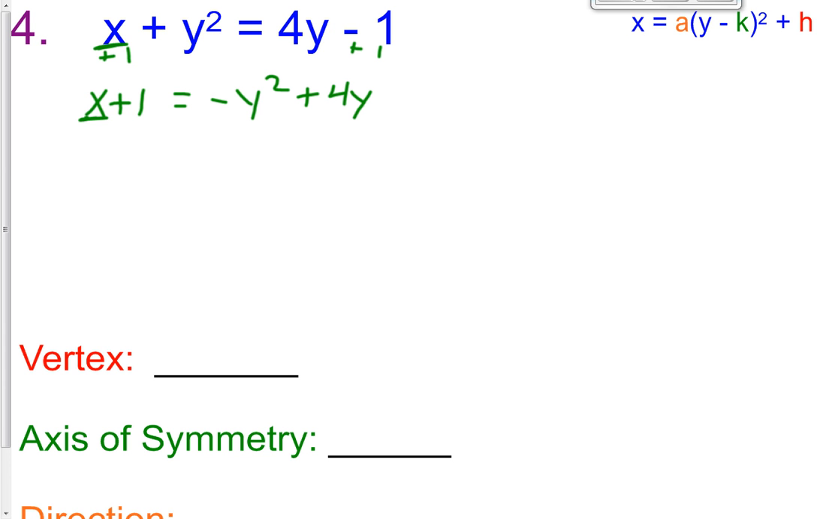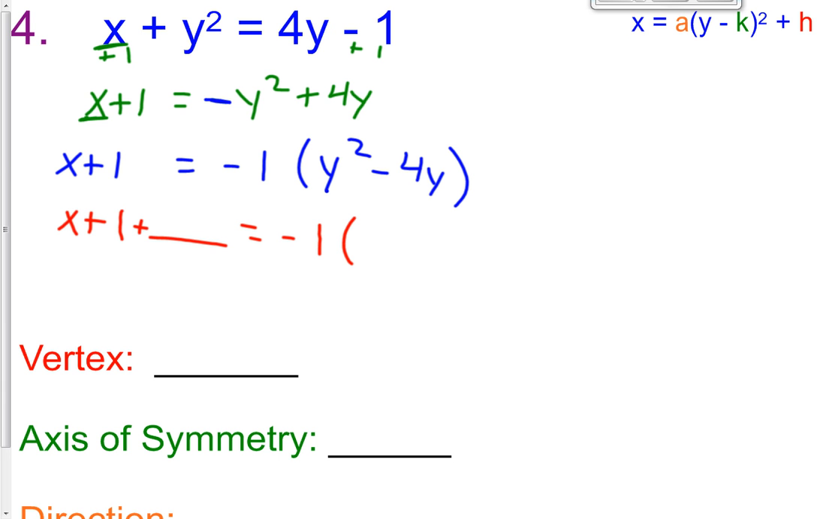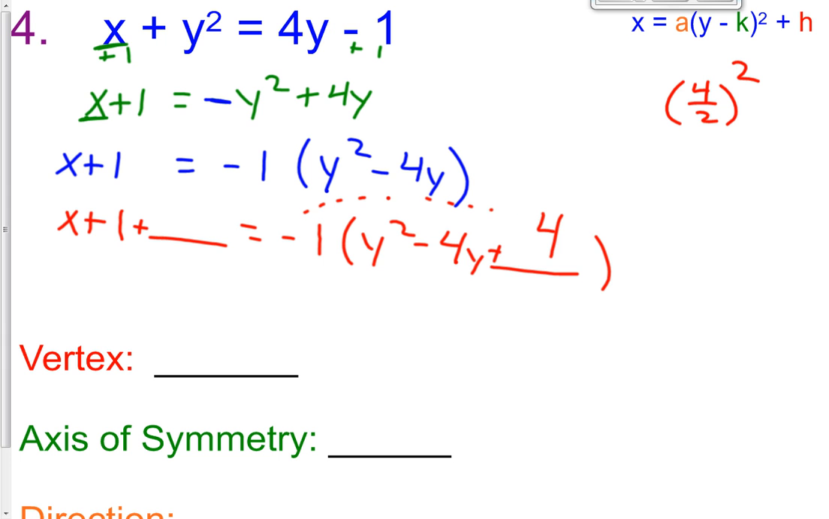You can't complete the square yet because you have a negative in front of your squared value. So you have to factor out that negative 1. So it's a negative 1 times y squared minus 4y. That's what equals x plus 1. Now you're ready to complete your square. So we have x plus 1 plus blank equals a negative 1 times the quantity y squared minus 4y plus blank. In the blank is b divided by 2 squared. 4 divided by 2 is 2, and 2 squared is 4. So if we add 4, we're actually adding negative 4. So negative 4 goes over here.